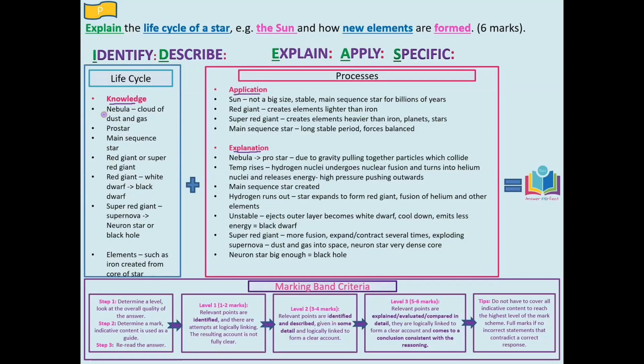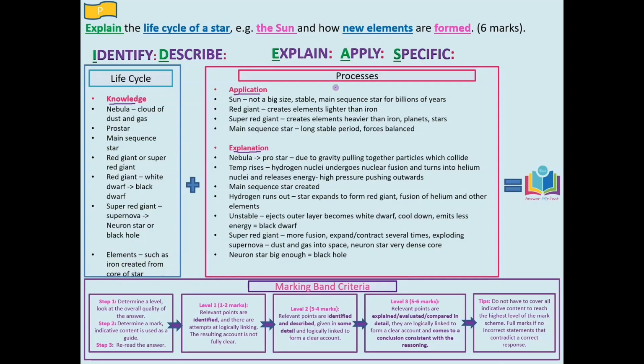So we'd start with a nebula, to a protostar, to a main sequence star, then to a red giant or a super giant. If it's a normal red giant, it'll go white dwarf, black dwarf. If it's a super red giant, it'll go supernova, and then a neutron star or a black hole. And we would just mention what elements were created. Now, we'd say that elements such as iron were created from the core of a star.